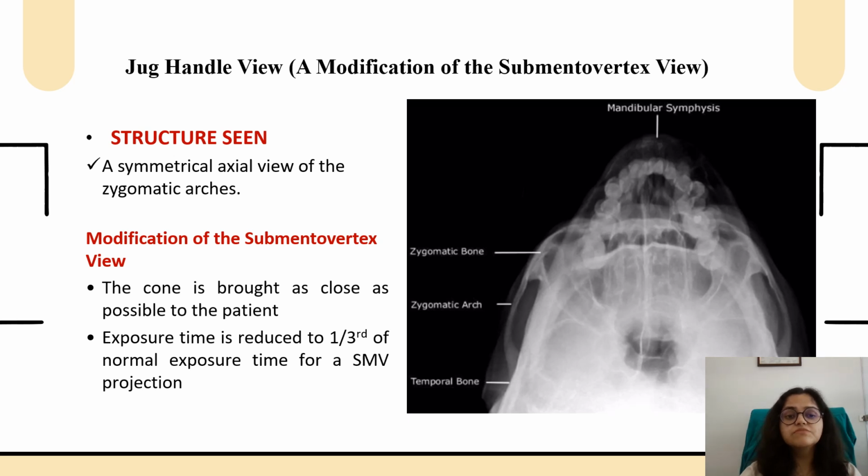Then next comes the jug handle view, which is a modification of the previous view, that is, the submental vertex view. The structure seen in this jug handle view is the symmetrical axial view of the zygomatic arch. And how do we achieve this symmetrical axial view of the zygomatic arch? By reducing the exposure time to one-third of the normal exposure time for the SMV projection.